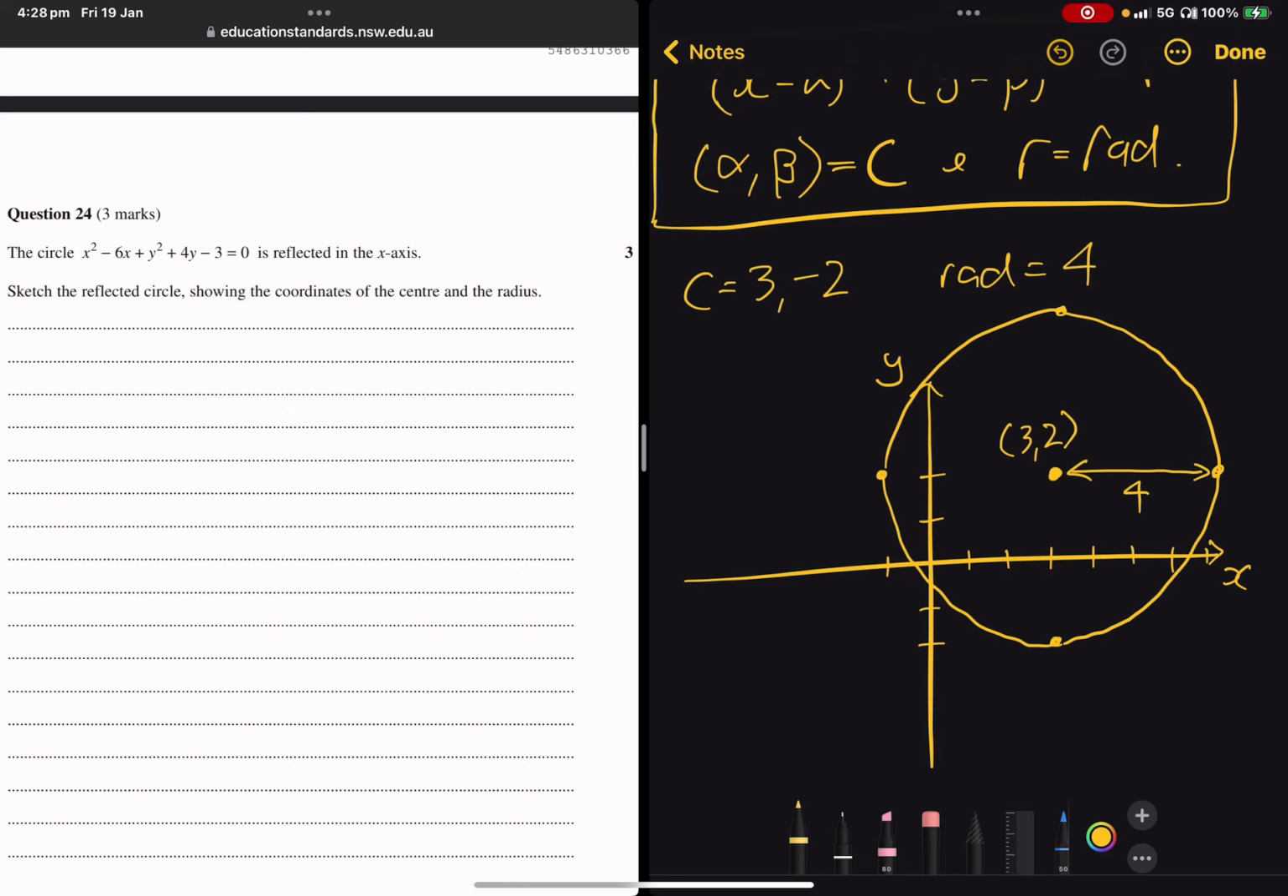You don't have to draw the original one. The question did not ask for this. Often it's just not a bad idea to draw the original ones.